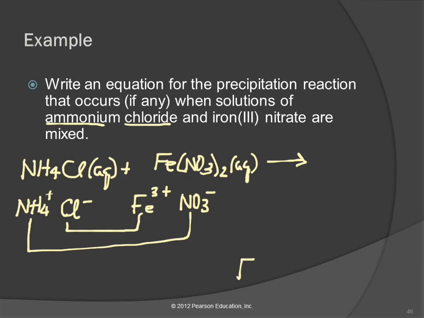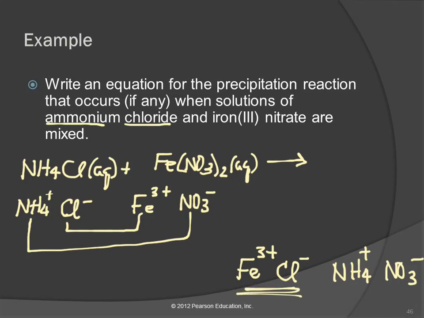and we could end up with iron and chloride, and we could get ammonium and nitrate. We need to look these up and see, are they soluble in water? Well, if we look up the combination of iron 3 and chloride, we see that chloride compounds are generally soluble. There's a couple of exceptions listed, but iron is not one of them. So iron 3 chloride is soluble. This is aqueous.